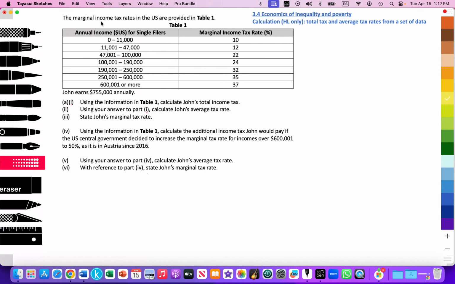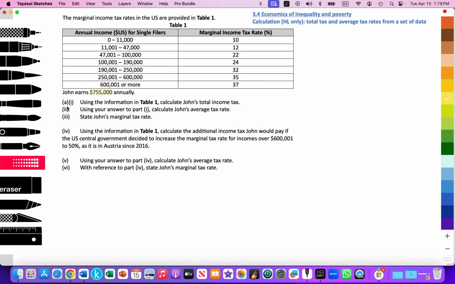So here we have the marginal income tax rate in the United States, providing this table. It's annual income for a single filer. And here we have the different brackets and the marginal income tax rates. And here we have information. Here's John, and he's earning $755,000. So that's going to be important.